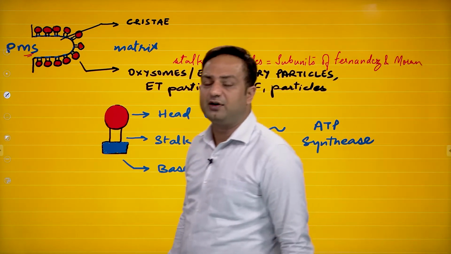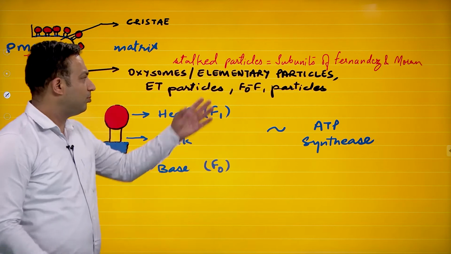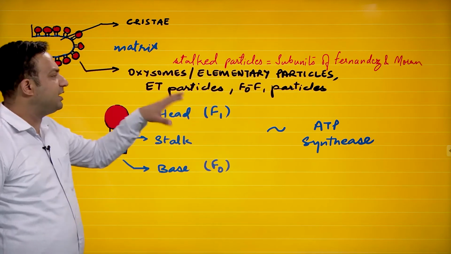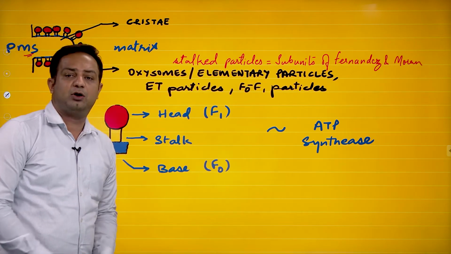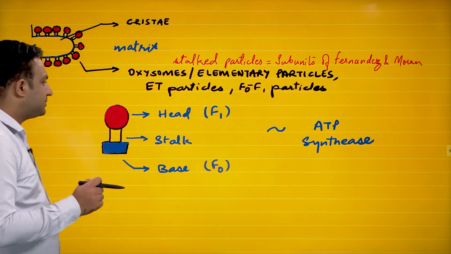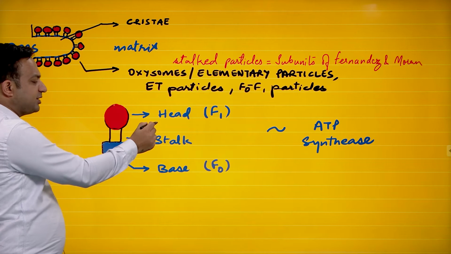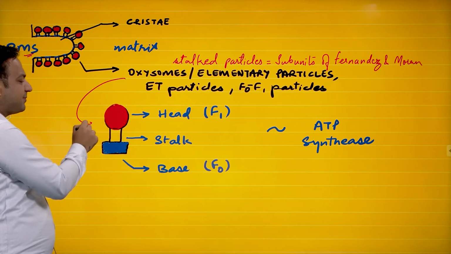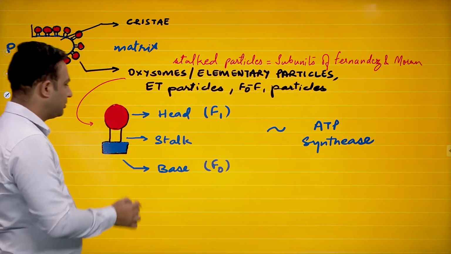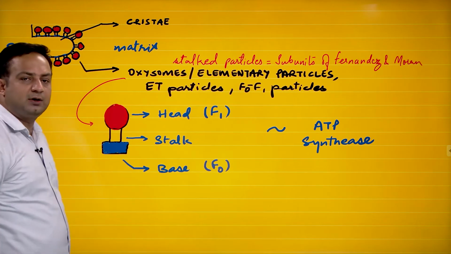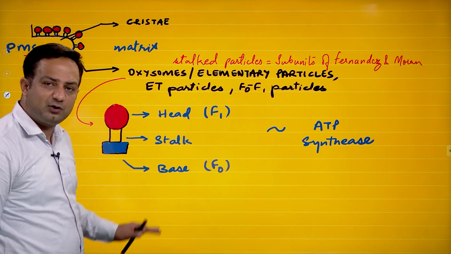Clear? Often as subunits of Fernandez and Morin. So oxysomes, elementary particles, F naught, F1 particles. Next, this structure is the head. About these oxysomes I am describing the detailed structure: the head, then the stalk, then the base. Now all of them have different roles.